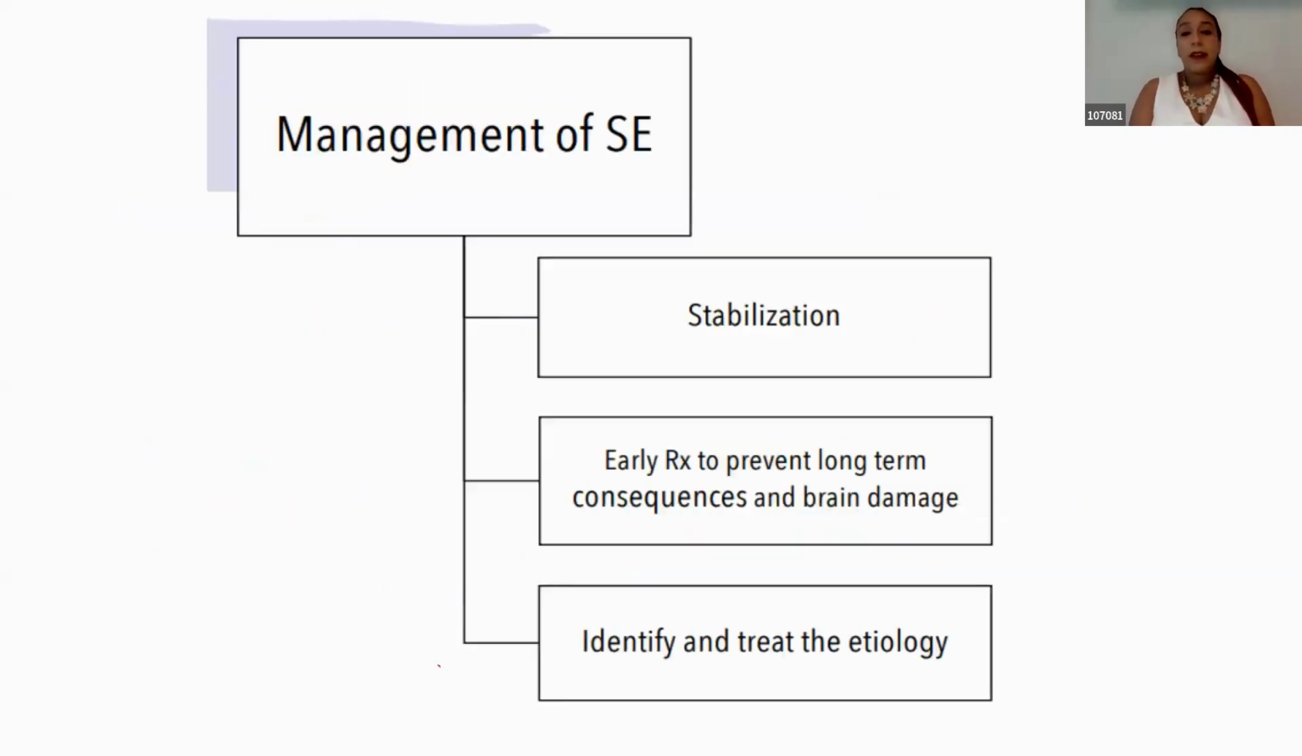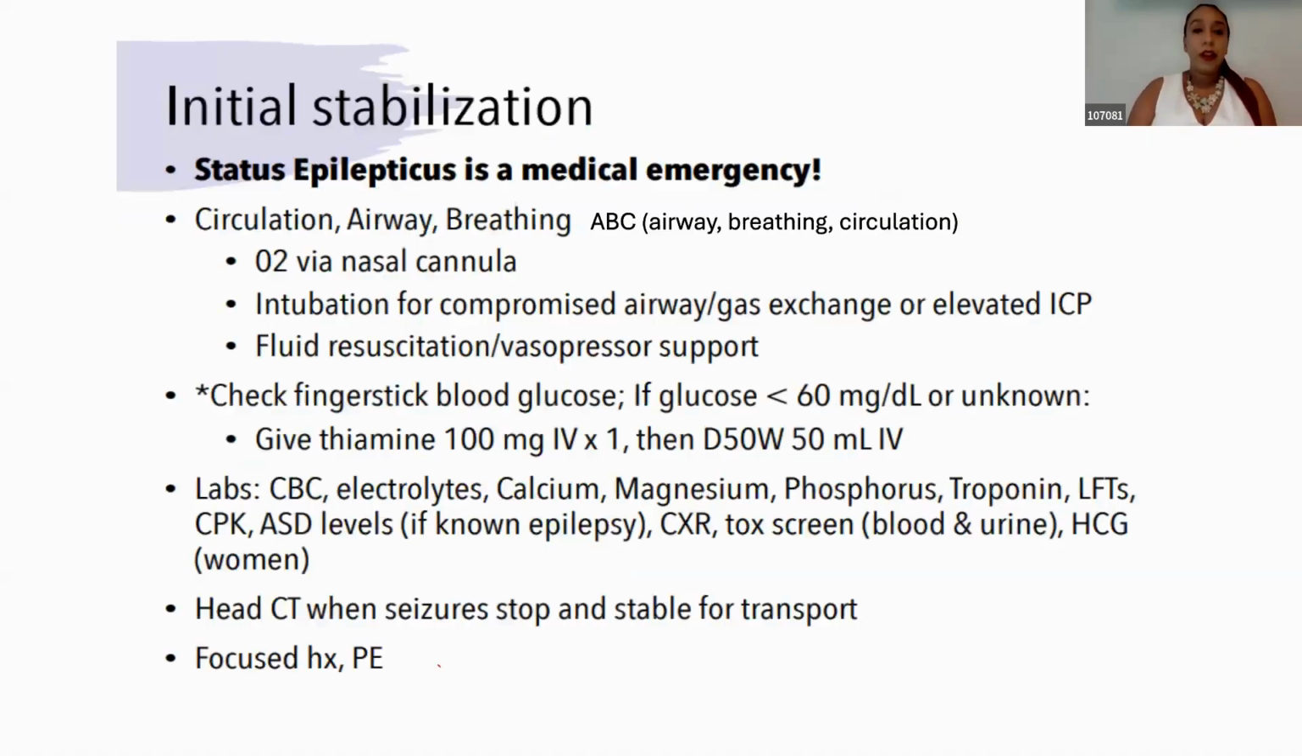So management of status epilepticus. So now this is kind of the meat of the presentation. So how we manage status is we have to stabilize the patient first. Airway, breathing, circulation. We need to administer medications as quickly as possible, and then identify and treat the etiology. So initial stabilization, right? Like I mentioned, airway, breathing, circulation, it's a medical emergency. Dr. Salem mentioned that earlier.